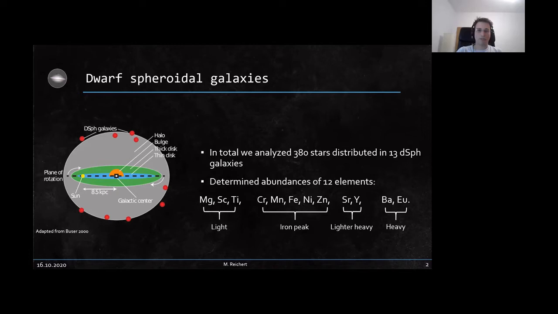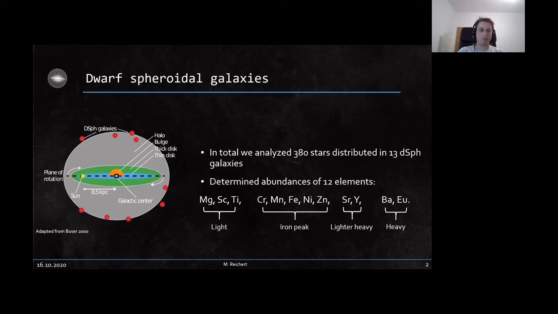for 12 different elements, namely some light elements such as magnesium, some iron peak elements, some lighter heavy elements such as strontium and yttrium, and also heavy elements such as barium and europium. Europium as a tracer for the r-process and barium as a tracer for the s-process.